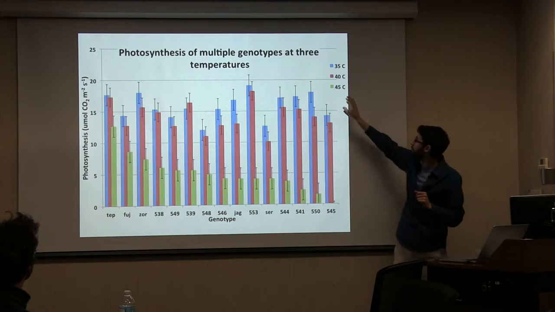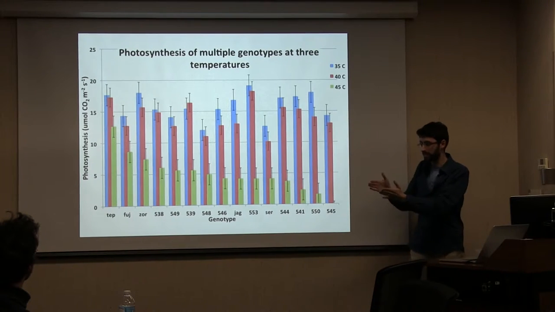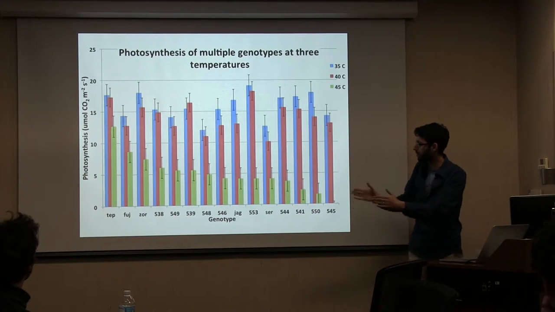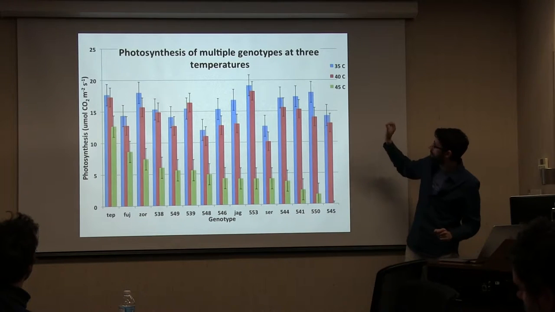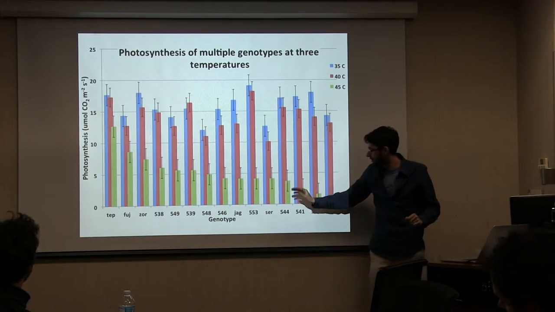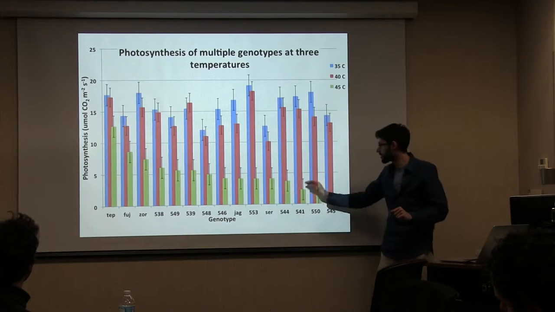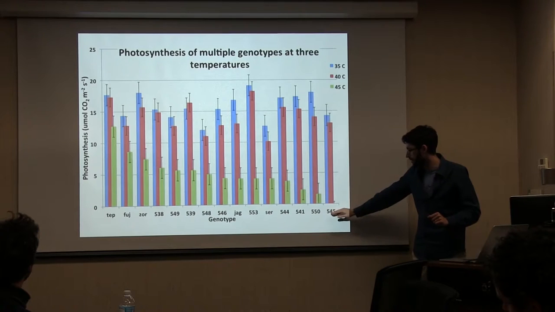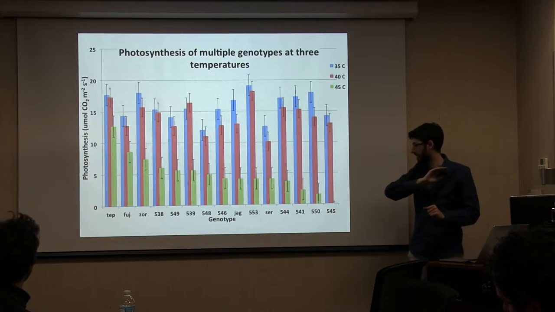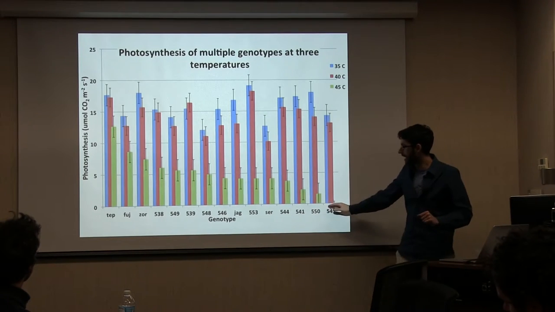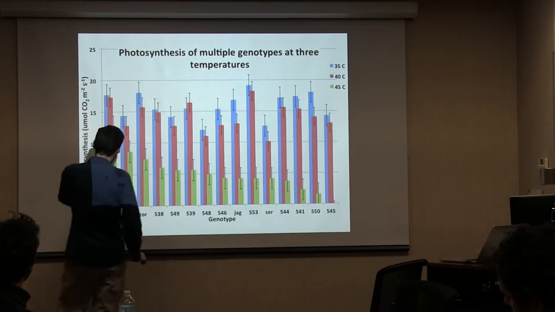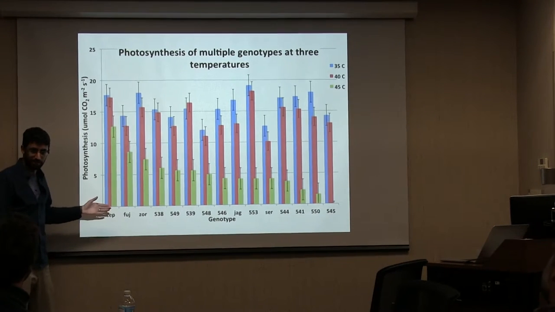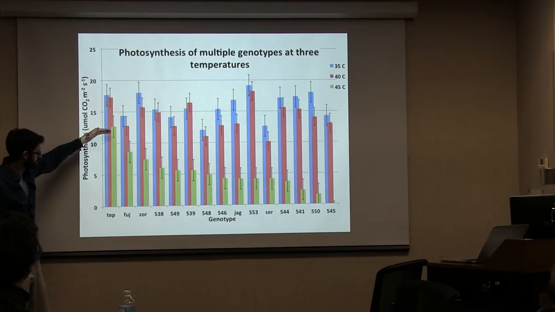But it's really when you hit 45 degrees Celsius, at this very time-limited window of 2 days each, that you start to see stress kick in. And that's where you get these very large separations among genotypes. So you have some genotypes, like this one, 545, which are basically not doing anything photosynthetically. And then, on the other hand, you'll have the very heat-tolerant related species, tepary bean, which is doing just fine.